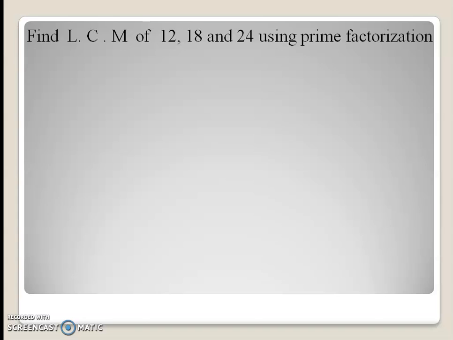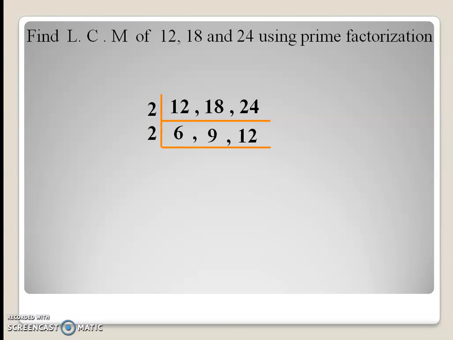Find LCM of 12, 18 and 24 using prime factorization. Again we are using method 2. So we will take 12, 18 and 24 together. We will factorize them together. Since all the numbers are even, all the numbers are divided by 2. So 2 6s are 12, 2 9s are 18 and 2 12s are 24. Now again we will divide it by 2 because 6 and 12 are divided by 2. So 2 3s are 6. Since 9 is not divided by 2, we write 9 as it is. Then 2 6s are 12.